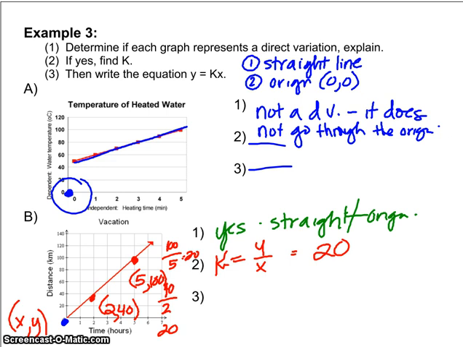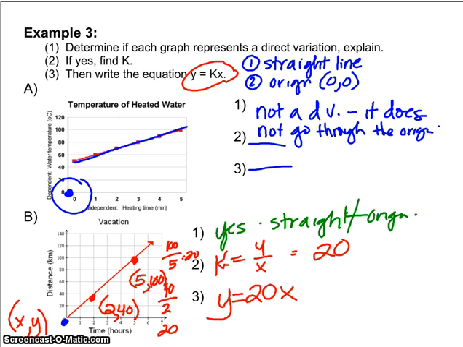And the last step again is taking this equation, y equals kx, and instead of k, plug in your k value. Again, this equation shows you the relationship between the x values and the y values in your data, all of your data sets. Okay, Panthers?